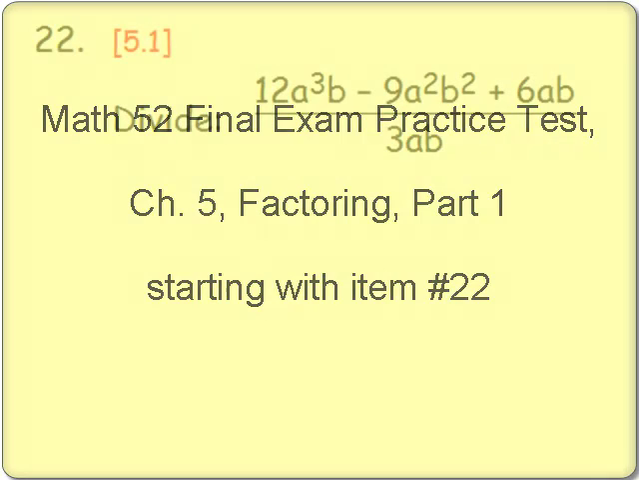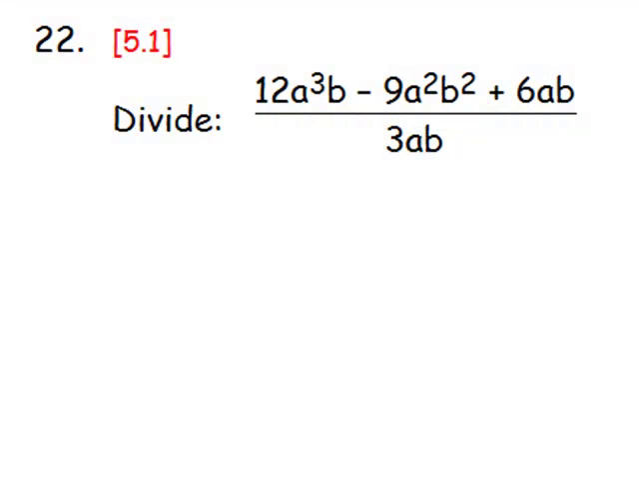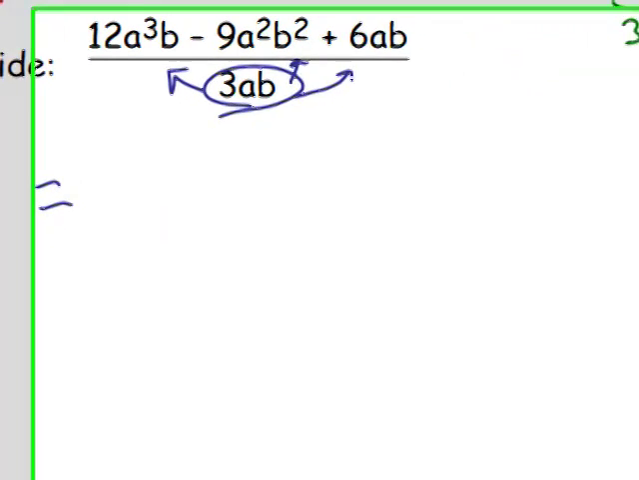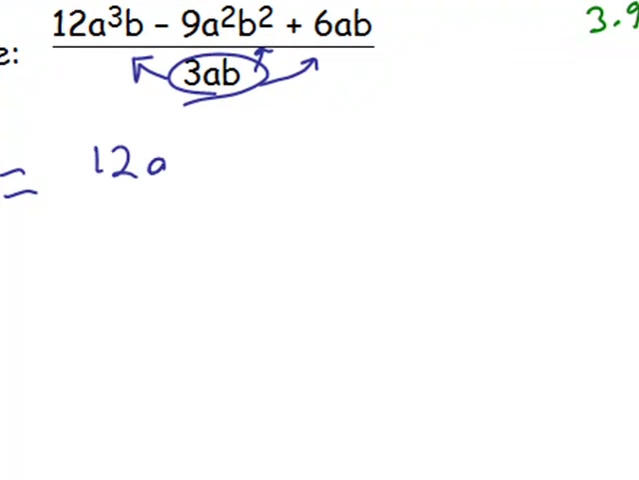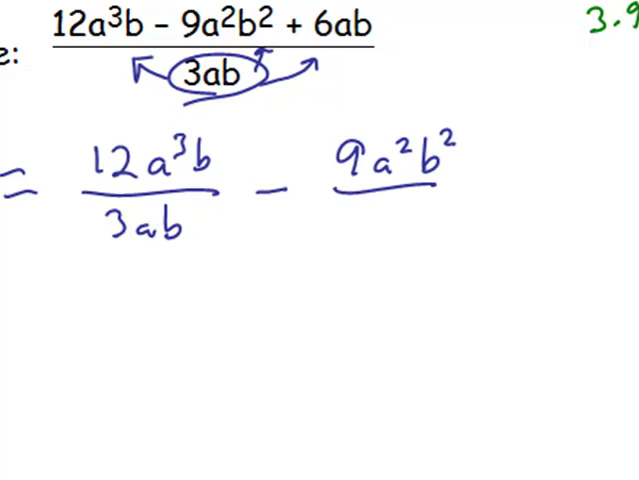Number 22 says divide. And when we're dividing by a monomial, 3ab, we actually are distributing that denominator to each and every term in the numerator. 12a cubed b over 3ab minus 9a squared b squared over 3ab plus 6ab over 3ab.